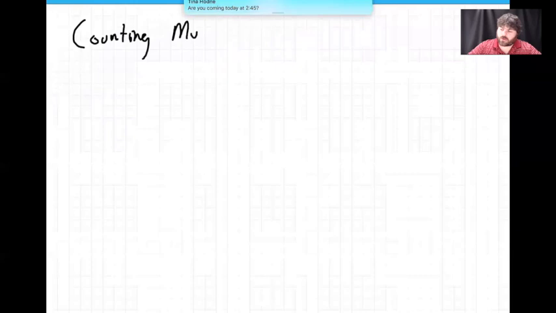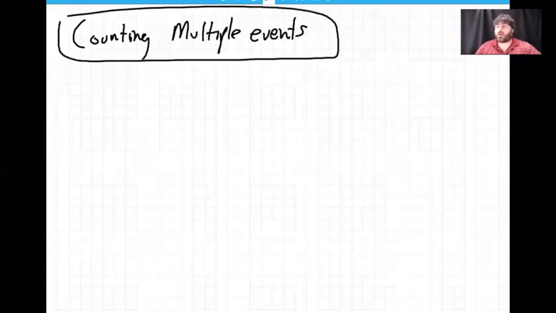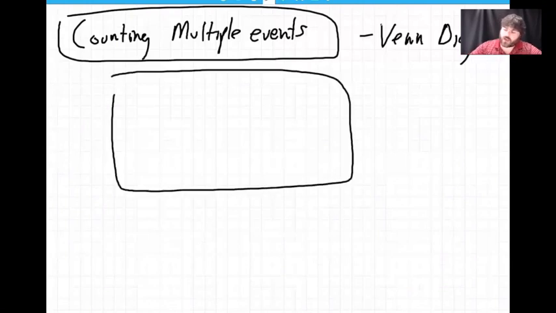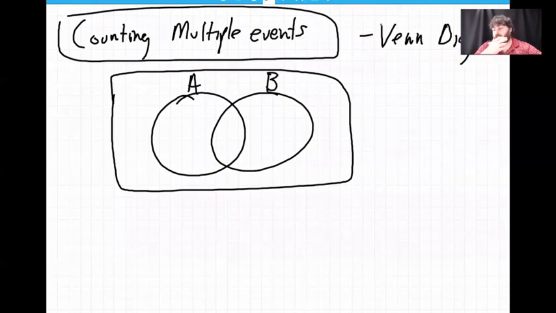All right, next thing we're going to talk about is when we count multiple events. So you've done this a million times. You may not have heard it called counting multiple events, but basically what I'm talking about is Venn diagrams. Okay, this is what's going to help you visualize this. Okay, so you've got your box, which we call the universal set, and then we've got 2 things. So maybe event 1 is A, and event B is right here.